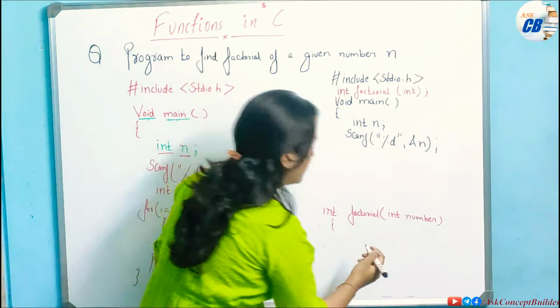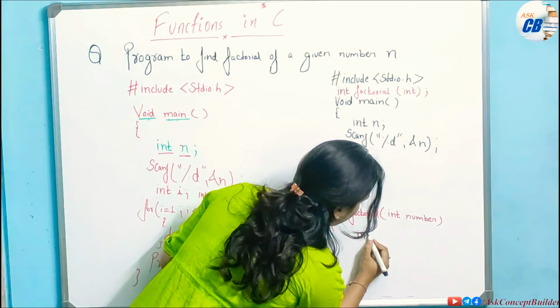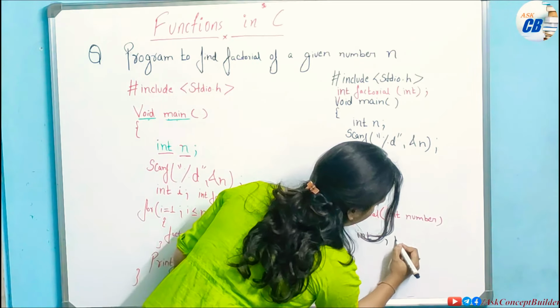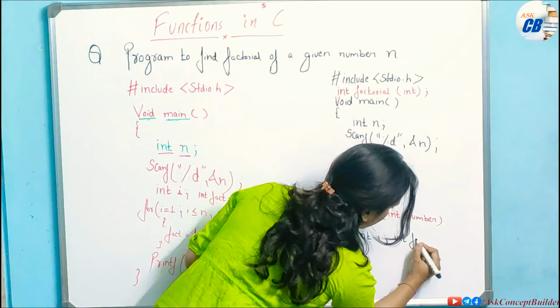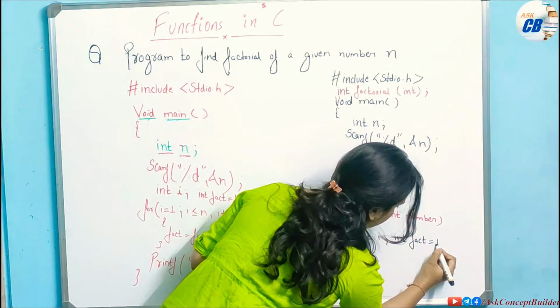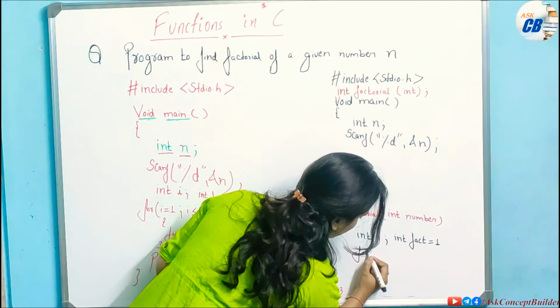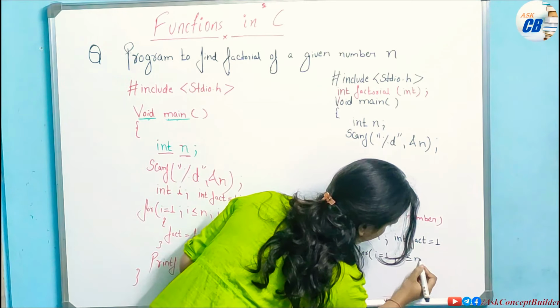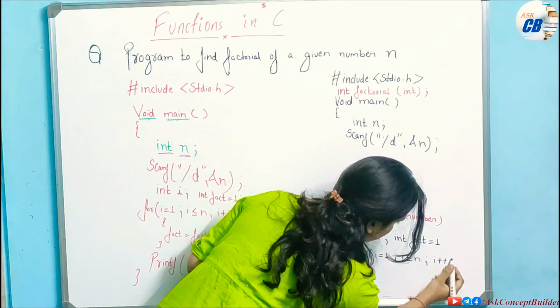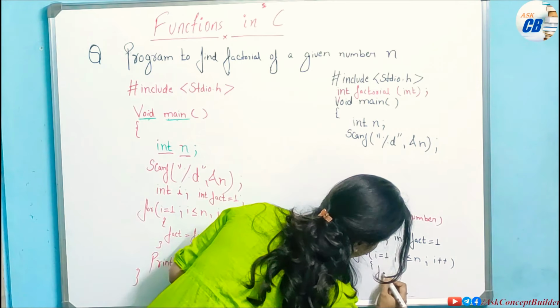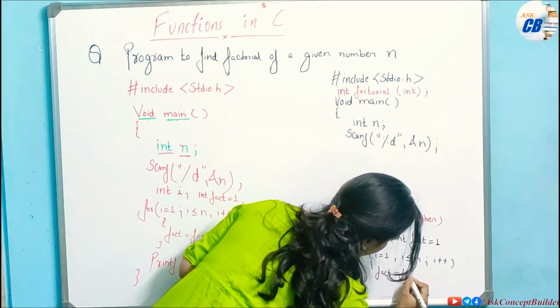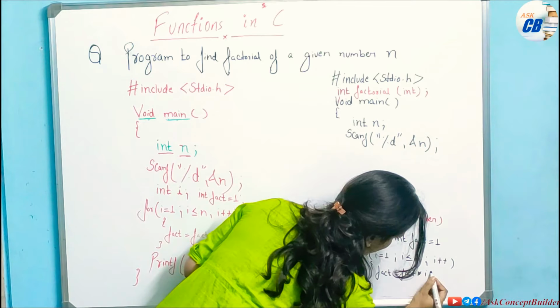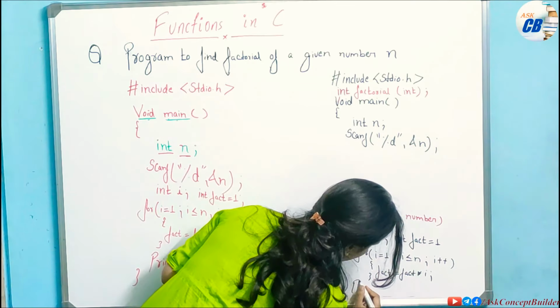So what were the steps? First of all I declared one variable int i and one int fact equals to 1. Then I have taken one for statement: i equals to 1, i less than equals to n, i plus plus, and then inside this, fact equals to fact into i, the same statements for finding the factorial.